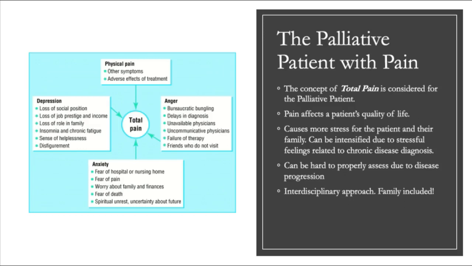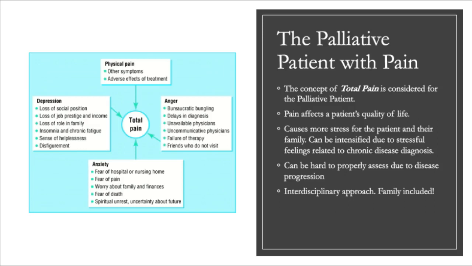So, this total pain, it affects their quality of life, and we want to know exactly how and how we can fix it. Total pain causes more stress for the patient and their family. A lot of the times the family is so overwhelmed because their family member is not acting the way that they typically do, that they're not able to see all of these other pieces. And so that's why it's important for us to be able to recognize them.